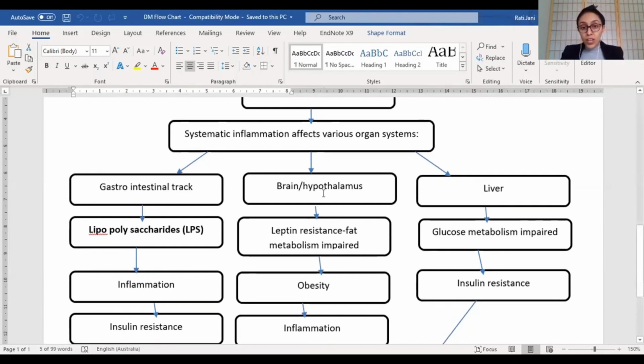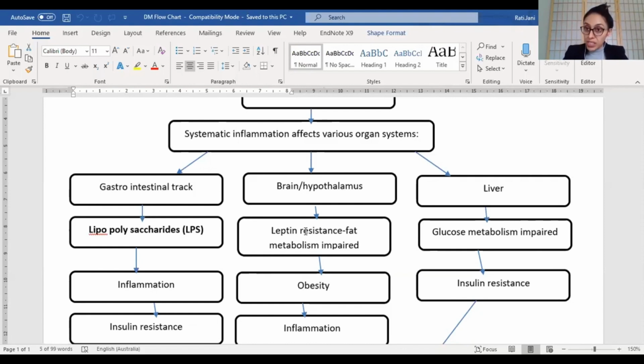Okay. So now when you have this inflammatory molecule, systemic inflammation, happening in your brain, hypothalamus, then what happens? Then you have leptin resistance. You remember in obesity, I said one of the reasons for leptin resistance is increased systemic inflammation. And now you see how. So yes, you have high systemic inflammation. This will result in leptin resistance.